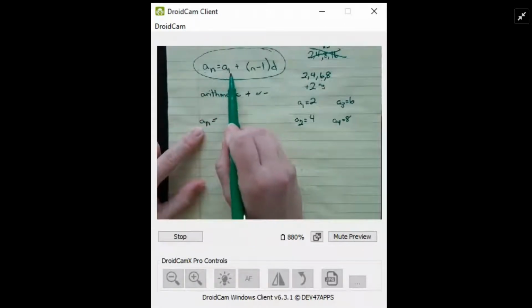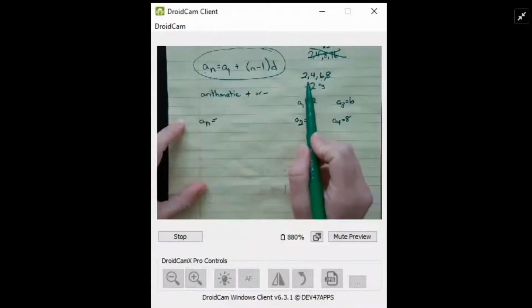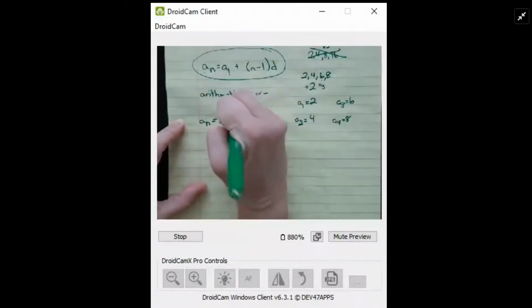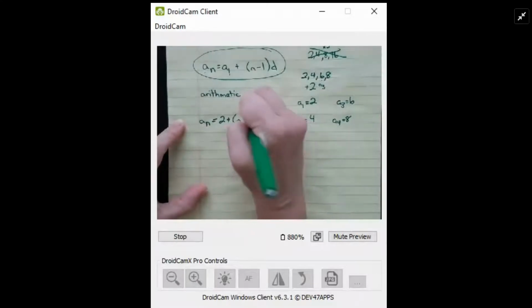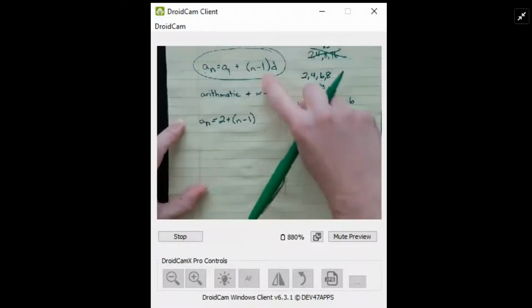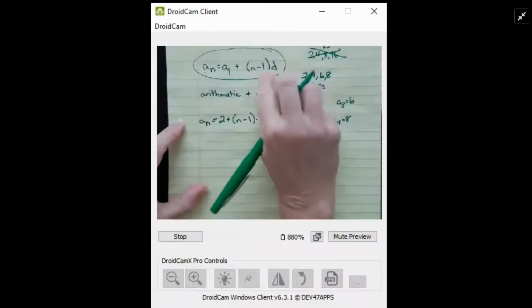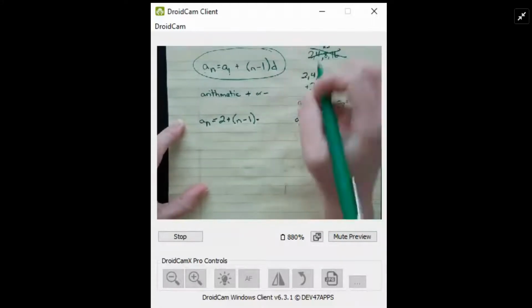So a1. Since it's 1, it means the first number in our sequence. The first number in our sequence is 2. Plus n, the number that you'd like to know. I'll show you an example in just a second. Minus 1, so I'm just filling this out, times d. When things are right next to each other like that, it means times. And the difference is what you're doing here.